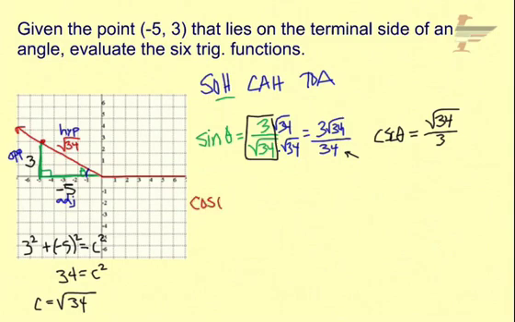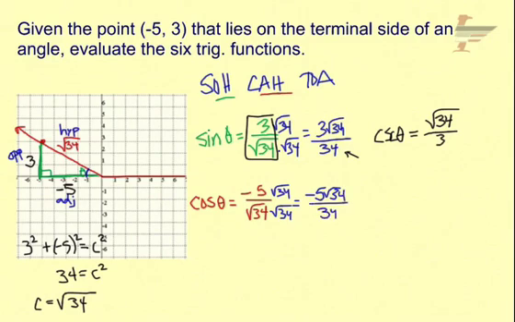It really just saves a lot of work, and I'm always all about saving work when I can. So now cosine of theta is adjacent over hypotenuse. The adjacent side is a negative 5 over root 34. So again, here we are rationalizing. Top and bottom multiplied by root 34, so we have negative 5 root 34 over 34.